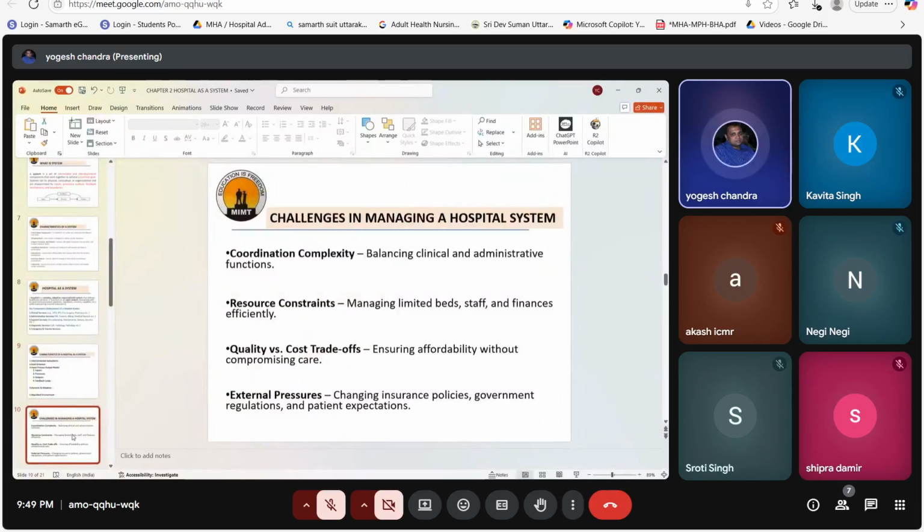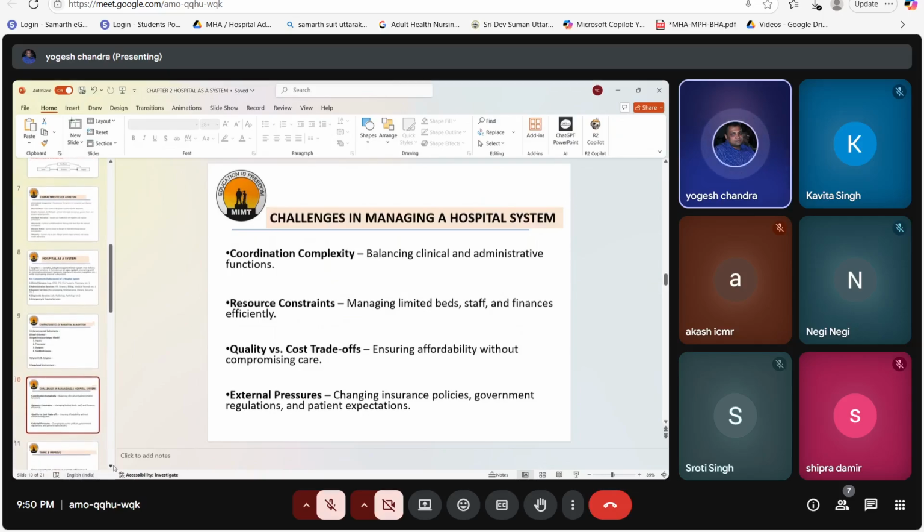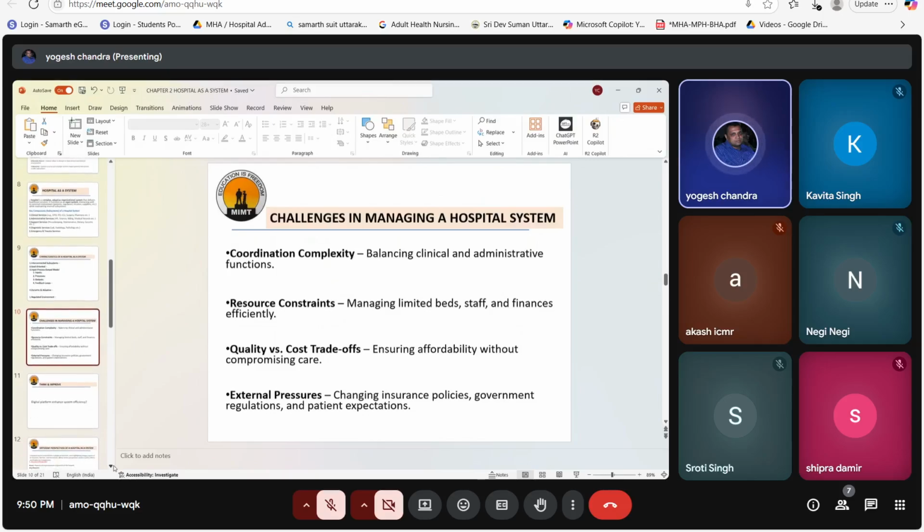Now we talk about the challenges in managing the hospital. Where there are various interdependent, interconnected, interrelated components, there may be some challenges in managing a system also. That is coordination complexity, which is very important, and balancing clinical and administrative function. Being a hospital administrator, because you all are going to work as hospital administrators, it is a very tough and the most challenging work.